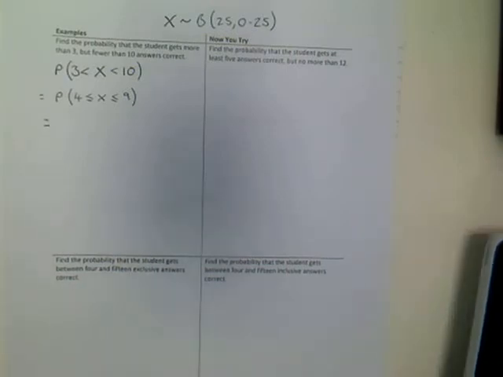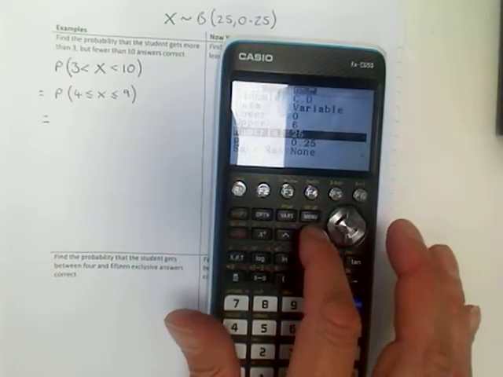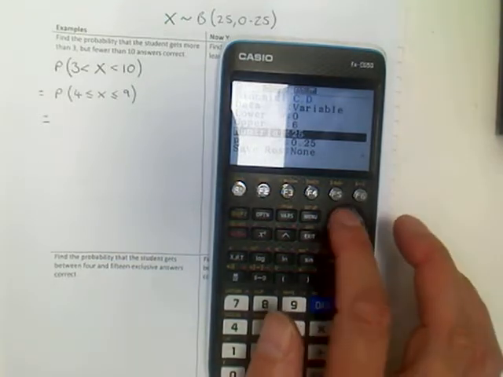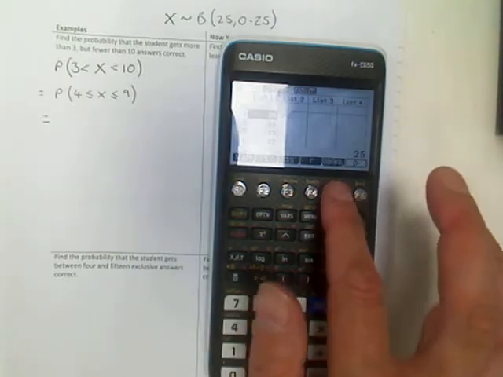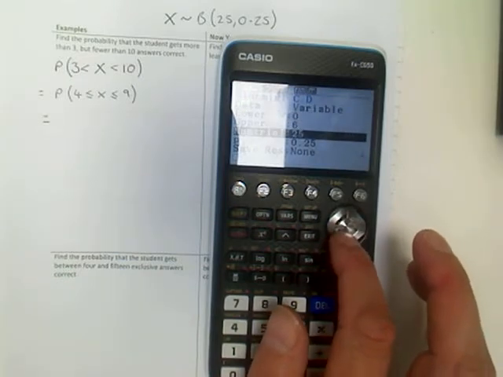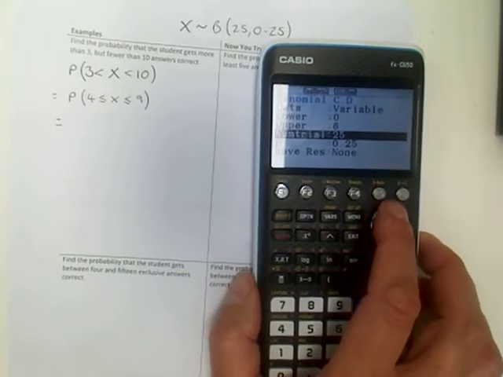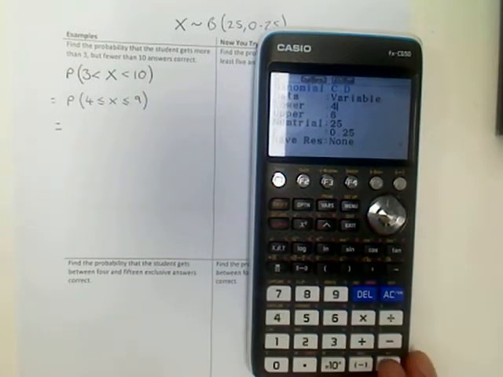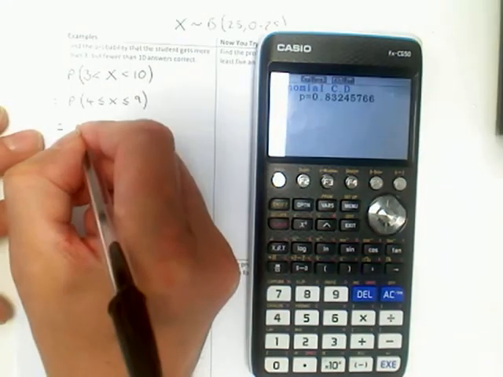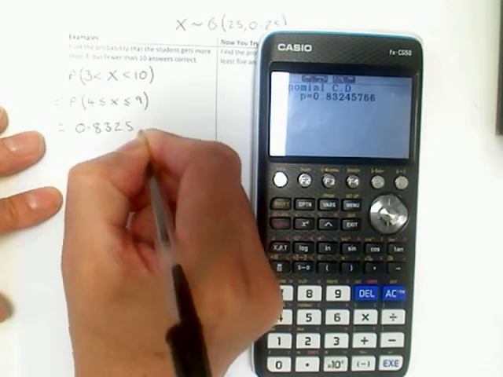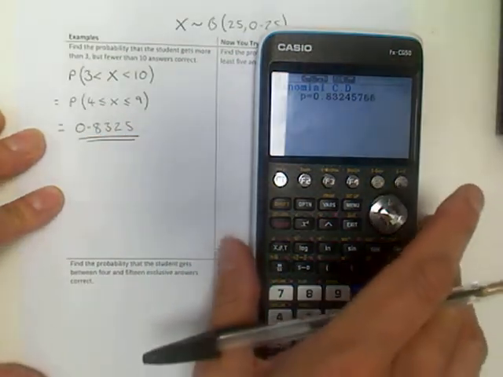And when we put that onto the calculator, you will understand why I have written it out that way. Because when we get onto the binomial distribution, BCD, I've got my number of trials 25, I've got my P is 0.25, and I'm given that lower and upper bound, aren't I? So actually all I need to type in is the 4 and the 9 because they are inclusive. So I have an answer, 0.3254 to 4 decimal places.